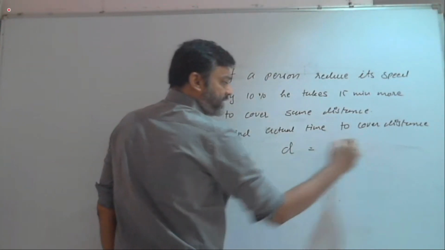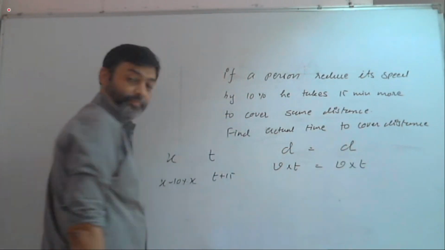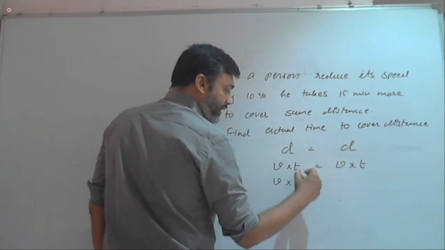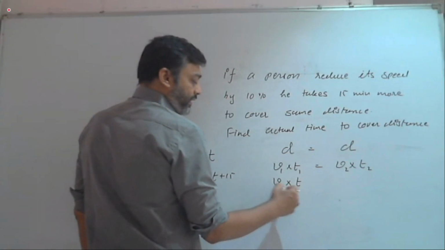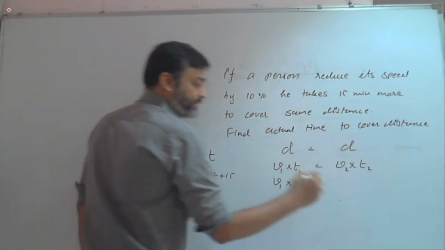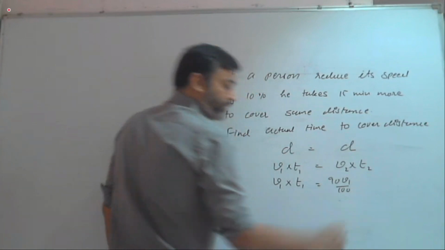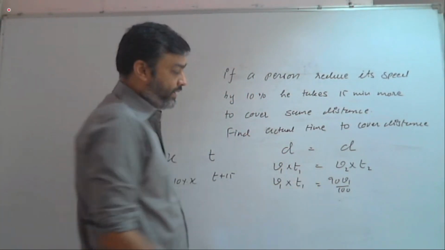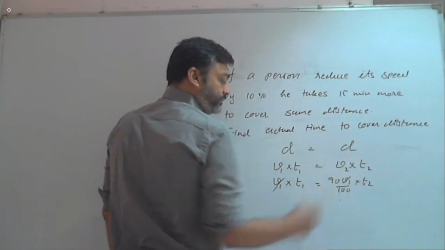In both cases the distance is the same, and distance is speed into time. Hope you know all this, right, everyone? Now this speed is v1, this time we don't know, that is called t1. This is t2 and that is v2. So v1 t1. Here v2 is how much? The speed is reduced by 10%, so I can say it is 90% of v1. When I reduce my speed by 10%, it remains 90%. Right? And time too, I don't know. Clear? Can I cut this?